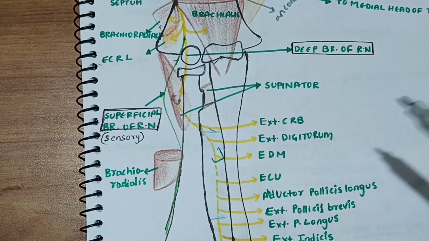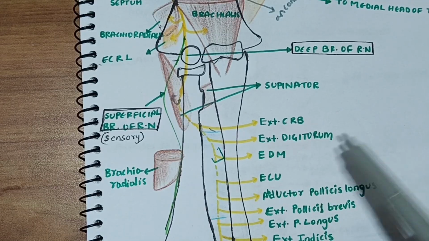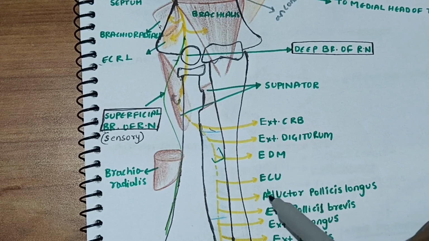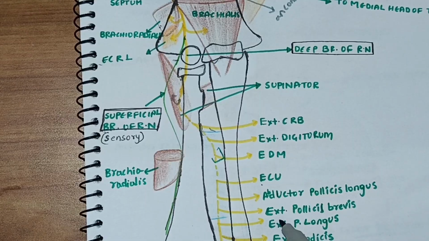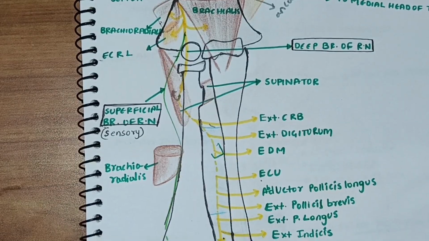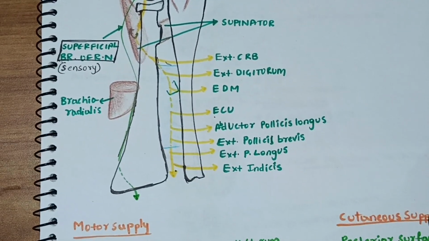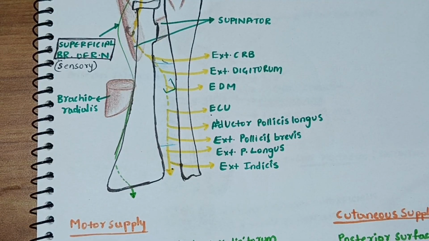extensor carpi radialis brevis, extensor digitorum, extensor digiti minimi, extensor carpi ulnaris, abductor pollicis longus, extensor pollicis brevis, extensor pollicis longus and extensor indicis. These are the muscles supplied by the deep branch of the radial nerve. Once it enters the hand region, it supplies the lateral two-thirds of the dorsum of the hand cutaneously, that is the sensory part.